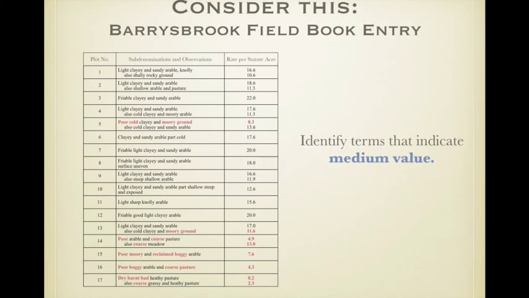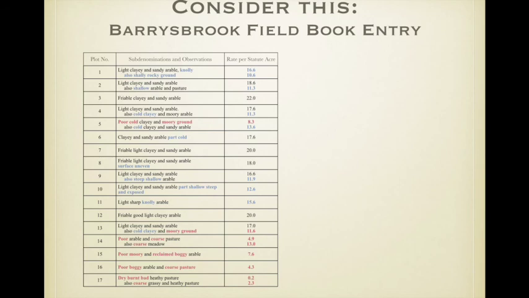So next, let's identify terms that identify medium valued land. These terms appearing in blue, as is the case in plot number 1, knolly, shaly, rocky ground. In plot 2, shallow. In 4, cold, clayey soil, cold soil in general. In plots 8 and 9, surface uneven and steep shallow. In 10, part shallow, steep, and exposed. And in 11, knolly. So generally speaking, what we're reading is that any plots of land located on hilly ground have a tendency to be of a medium value.